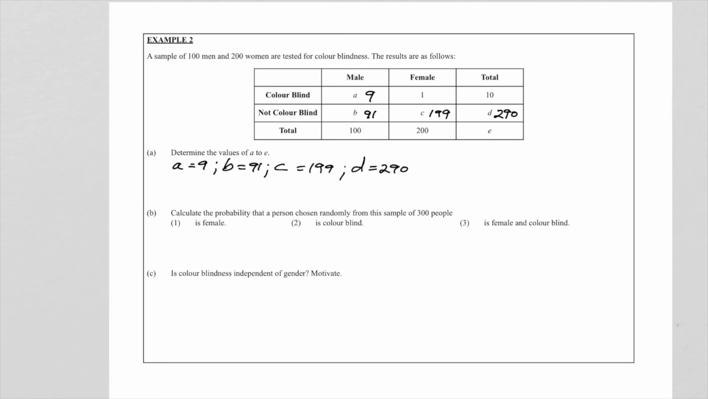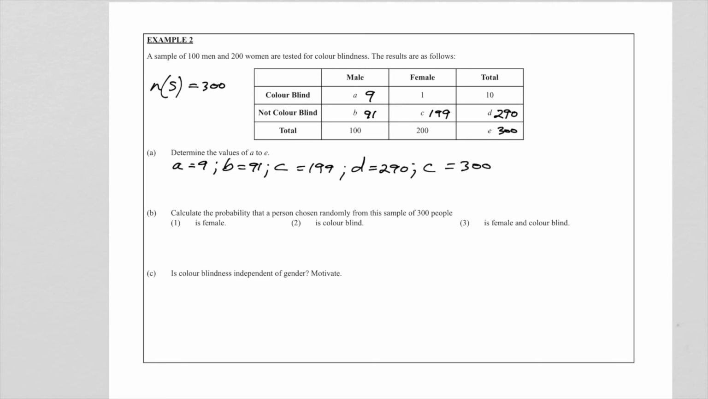Now, to find E is quite easy, because you just find the total of those two or the total of these two. But that was also given to us, 100 men, 200 women. So our sample space is 300. So that means the N of S is equal to 300, so E is equal to 300. So that was a very easy question. They sometimes ask the question like this. Be very happy, because it's quite easy to answer.